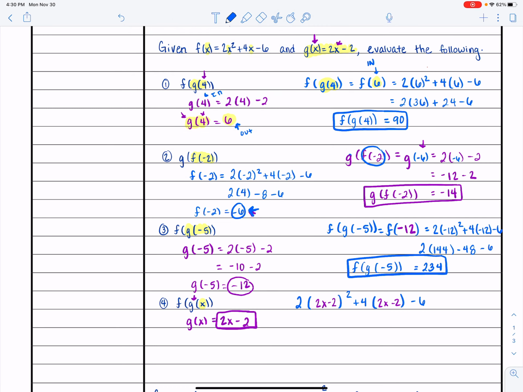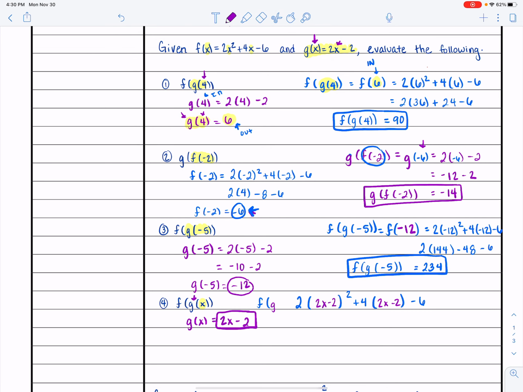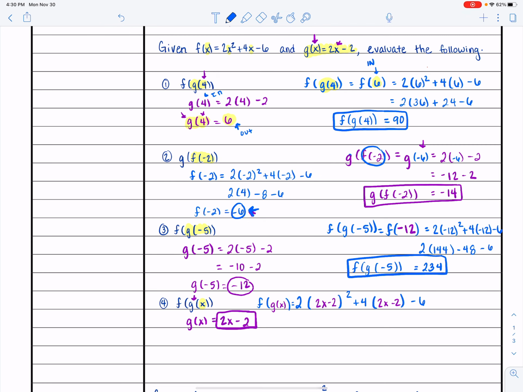So f of g of x is all this nasty stuff. So I took all of g of x and put it into f of x everywhere I saw an x. Now I need to simplify this. Okay, so we're going to start with 2x minus 2 squared. Remember that's really 2x minus 2 times itself.